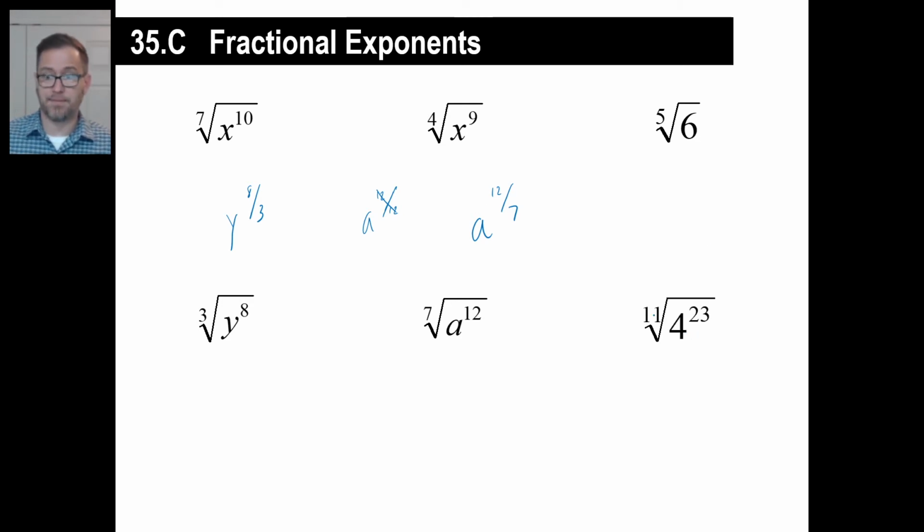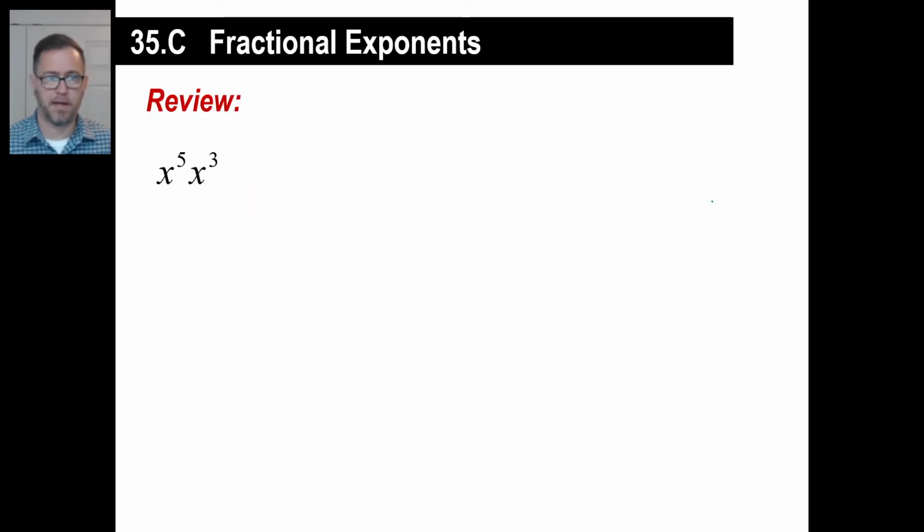How about this one? The 11th root of 4 to the 23rd power will be 4 to the 23/11. There we go. Whatever that is, we don't even care. Okay.